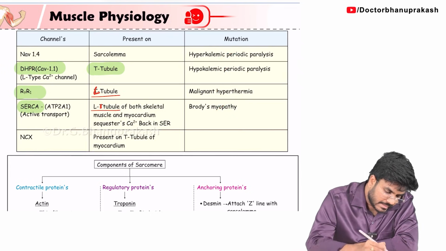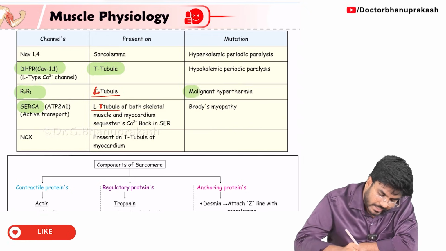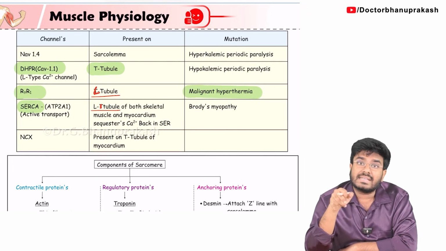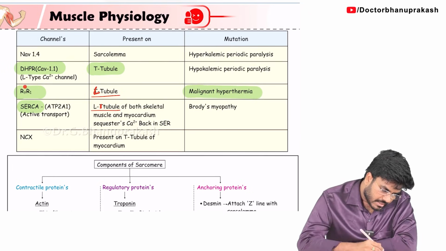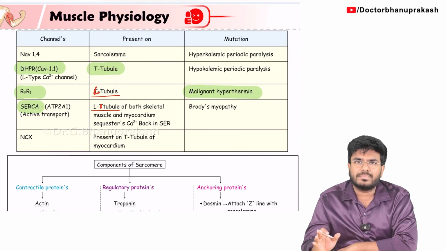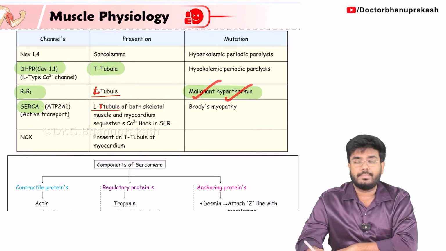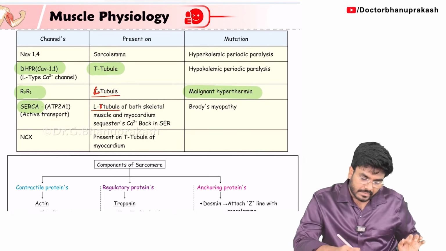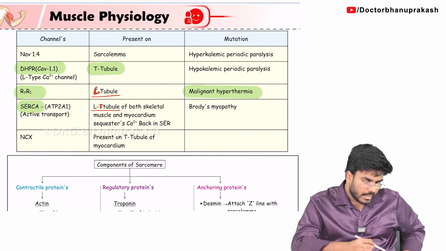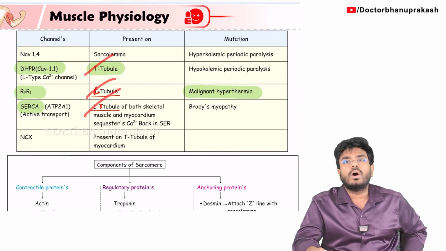But one important disease is the mutation of the RYR channel, which will lead to a disease called malignant hyperthermia. You will again study this in your pharmacology as well as anesthesia. So if the RYR channel is mutated, more and more calcium is continuously coming into the cytoplasm. That will lead to unnecessary muscle contraction. That condition is called malignant hyperthermia, because of this unnecessary muscle contraction, there is so much heat production in the body. Okay. So DHPR is present on the T-tubule, the remaining two on the L-tubule.